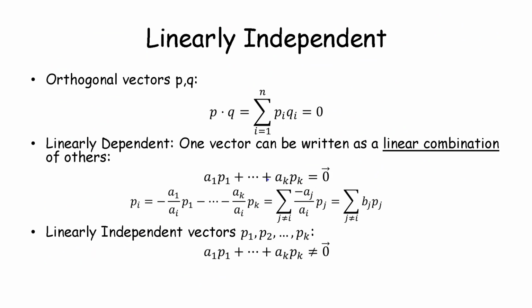Linearly independent vectors are when you cannot find any such constants, a1 through ak, that can possibly make the summation zero, except of course when each of the a's are exactly zero.